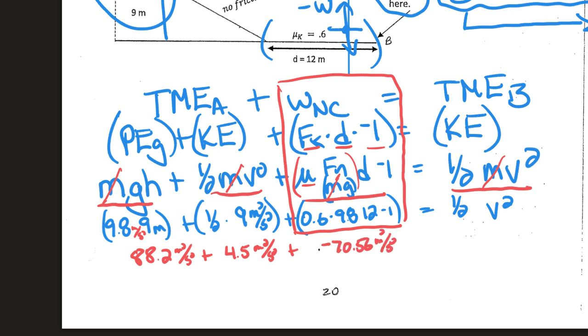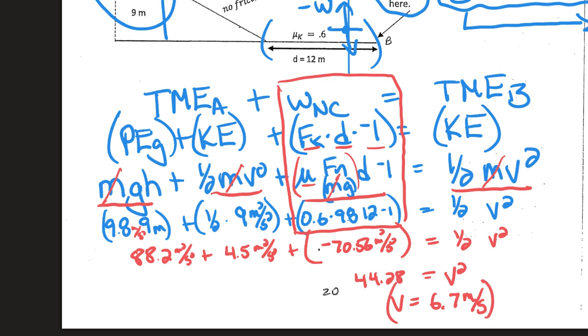And basically what you should notice is that this term should always be negative because it's work against the system. And what are we left with? 1/2 v squared. So let's add it up. 44.28 equals v squared. Let's take the square root of that. And the speed at the bottom of that hill would be 6.7 meters per second. You're going to do a few more, but if you are absent today, this is going to help you get started. Good luck.